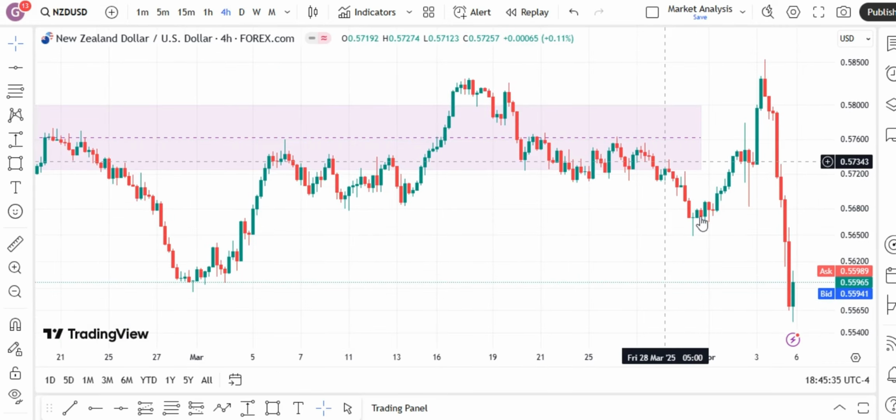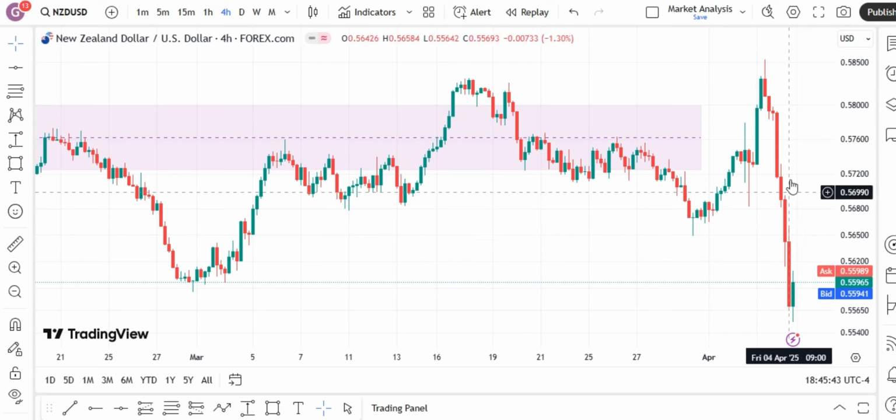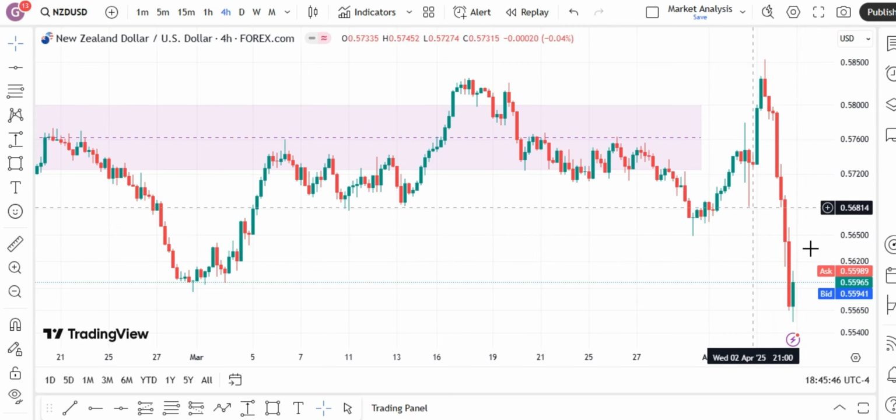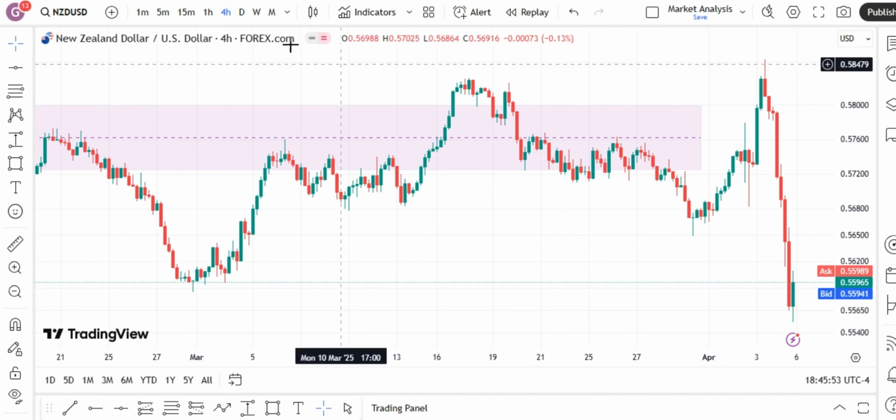Okay, this is a breaker block here. So we can have Monday, Tuesday, Wednesday creating the high of the week, and then we'll have a reversal sell, Thursday reversal, Thursday weekly reversal. Okay, we can have that profile for this week for a sell. That's what I'm looking at.